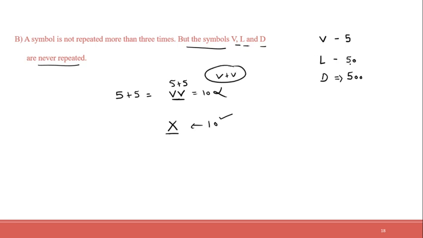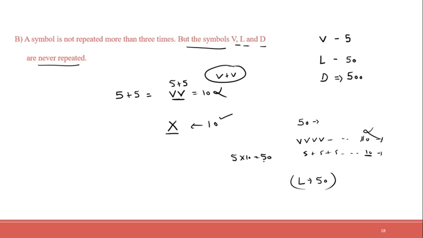Got it? Similarly, if I want to write, let's say, 50, right? So how can I write it? V plus V plus V plus V, 10 times. If I write it 10 times, that means 5 plus 5 plus 5 up to 10 times. That means 5 into 10 is equal to 50. But this is wrong. How will I write 50? Here we have a separate symbol for it, right? L is the symbol for 50. So we are not allowed to repeat these symbols.